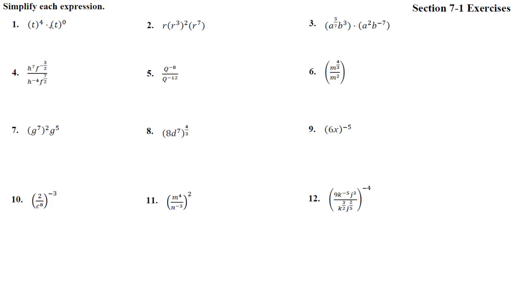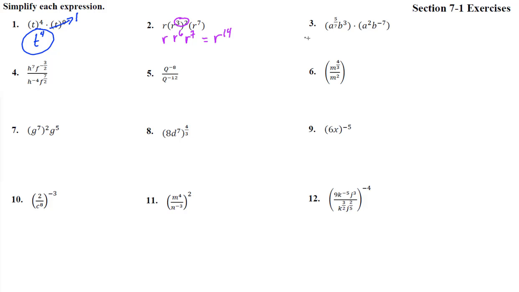Let's start. Anything to the 0 power is the number 1. So this is just t to the 4th times 1 gives us t to the 4th. Good. Number 2, r times r cubed to the 2nd power. That's a power to a power rule, so that becomes r to the 6th, r to the 7th, and an r to the 1st. So that's going to come out to be r to the, this is now multiplication, which means the exponents add. Good. That was a good review of those couple of rules of exponents.